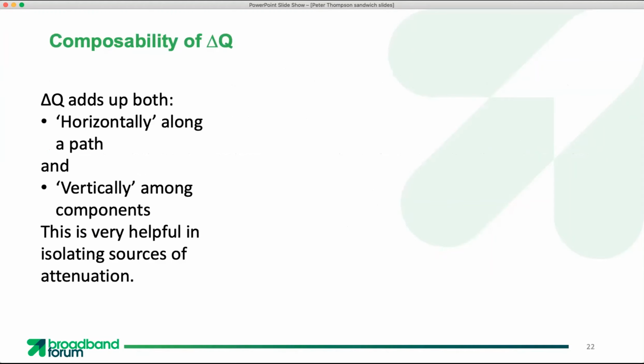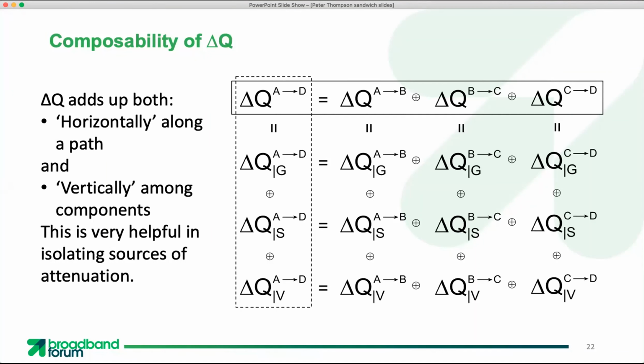Okay, so delta Q adds up both horizontally along the path, as we've seen, but it also adds up vertically among components, and it does both at once. So this enables us to get a very granular view of quality attenuation. We can divide it into space and into components at the same time, and this gives us a really fine view of what's happening in networks and helps us to isolate issues and so forth.